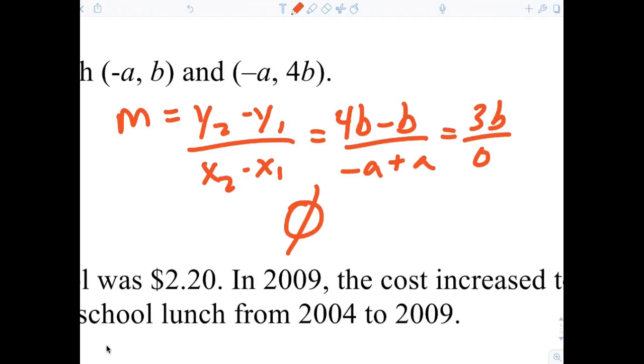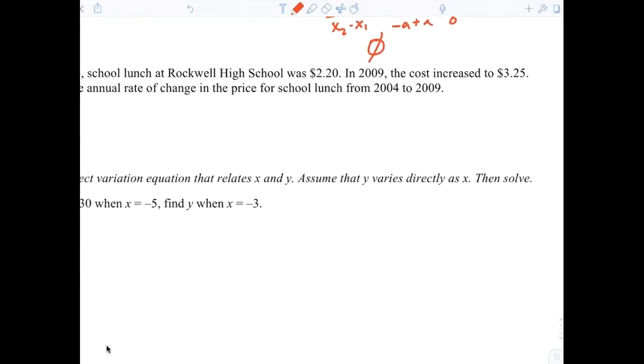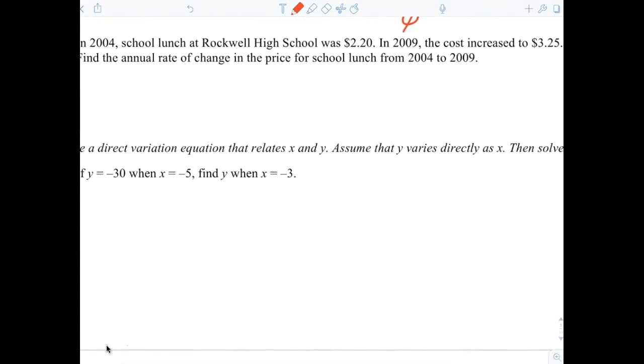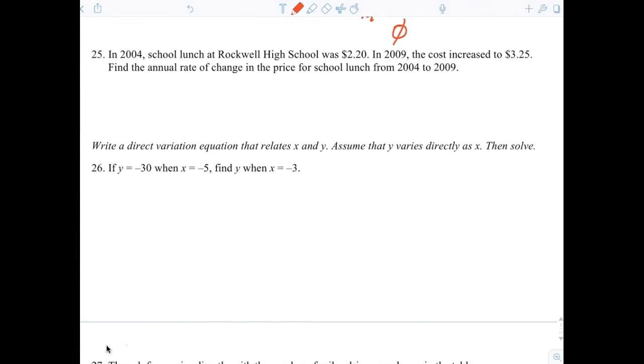All right, here we go. It said in 2004, school lunch was $2.20. So in my opinion, I would put 2004, $2.20. It's like an ordered pair. And then in 2009, it was $3.25, right?